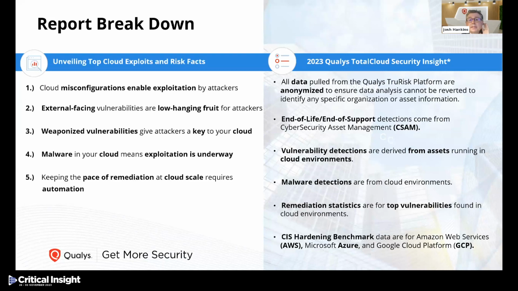There's a sneak peek at the top 5 cloud risk facts. I'm going to go over these in greater detail. But you will find the foremost risk to cloud security is the misconfiguration of cloud controls. And this can obviously expose sensitive data or resources to the public and lead to data breaches. And I'll talk more about this in the presentation.